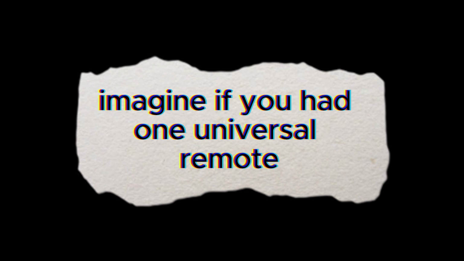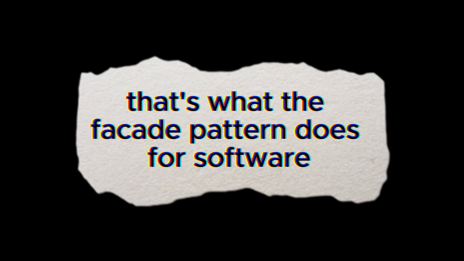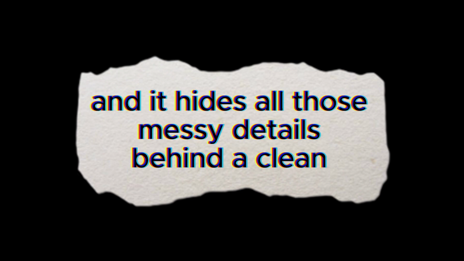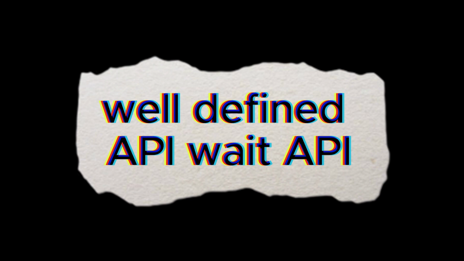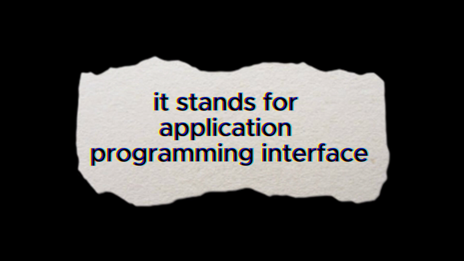Exactly. So now imagine if you had one universal remote that simplified all those controls. That's what the facade pattern does for software. It creates a simplified interface to a complex subsystem, and it hides all those messy details behind a clean, well-defined API. Wait, API, what's that? Oh yeah, it stands for Application Programming Interface.